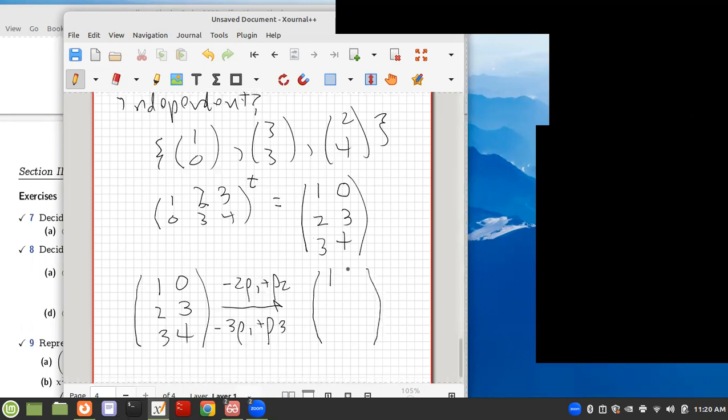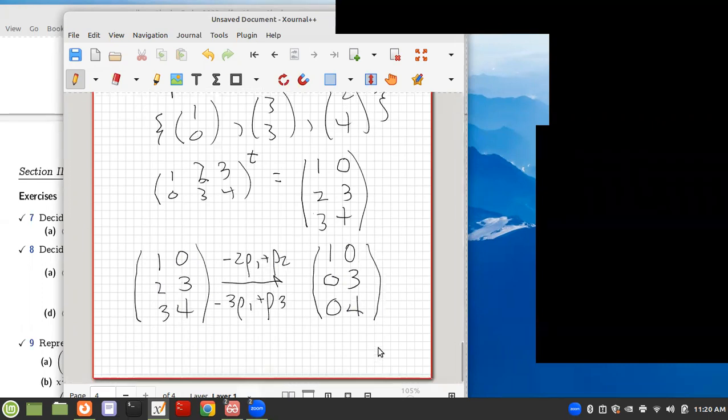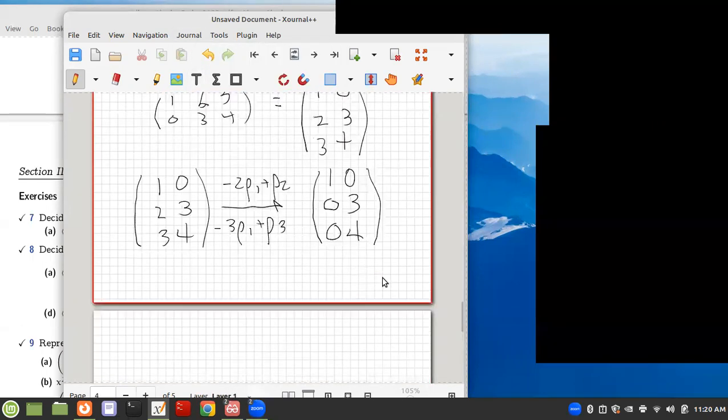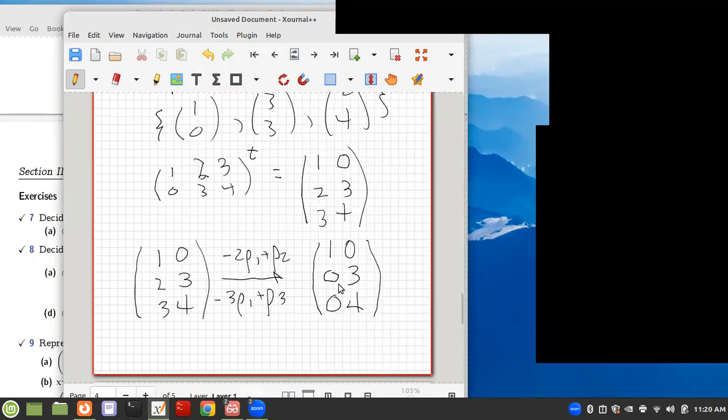So it doesn't change row 1. This operation: -2 times 1 plus 2 is 0, and -2 times 0 plus 3 is just 3. Then -3 times 1 plus 3 is 0, and -3 times 0 is 0 plus 4 is 4. So we get that, and that's enabled us to clear this first column. So we're almost in echelon form.